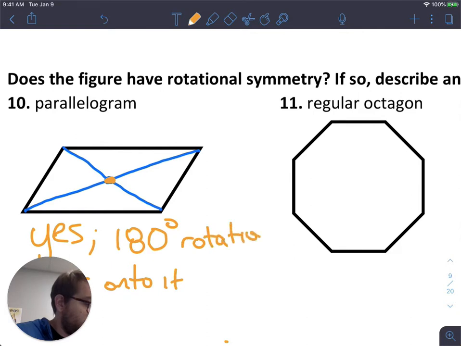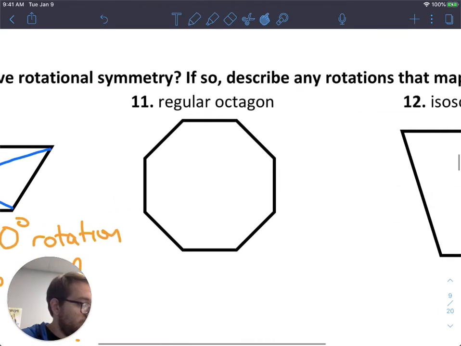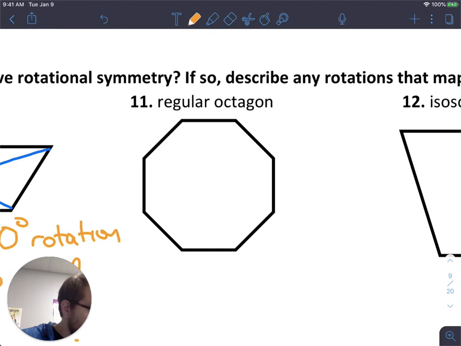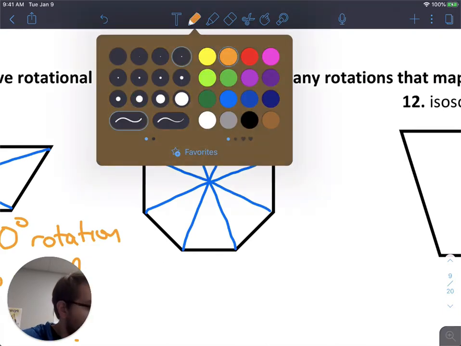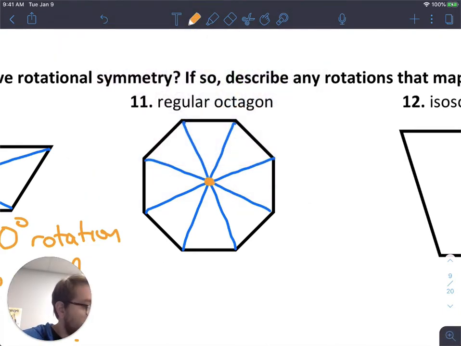180 degree rotation maps onto itself. So you can see from those lines, as it's moving, is it going to map onto itself, and at what point will it? Okay. So if we look at number 11 here, same thing. If we draw straight lines in their corners, we can see that there's this center of rotation right here.